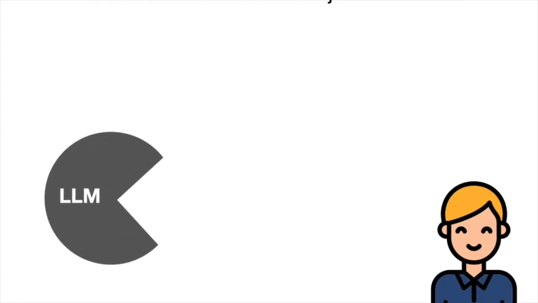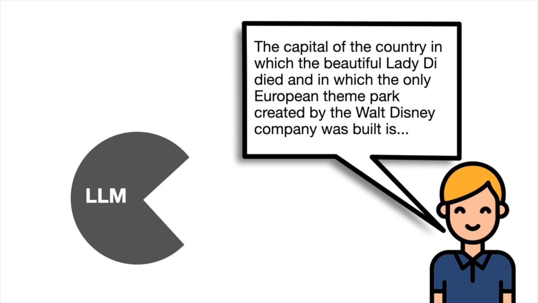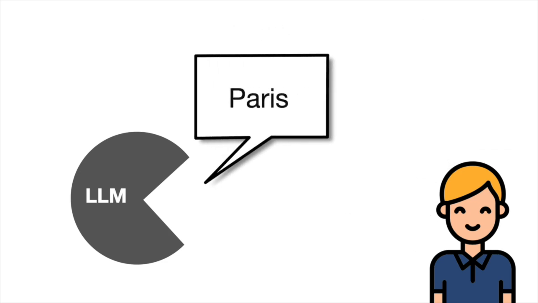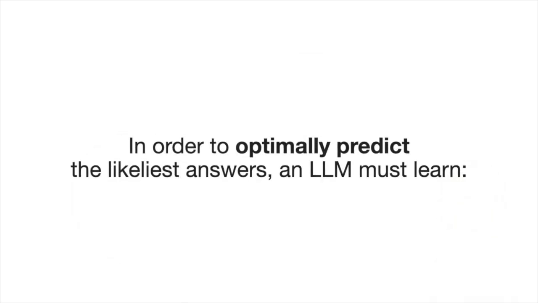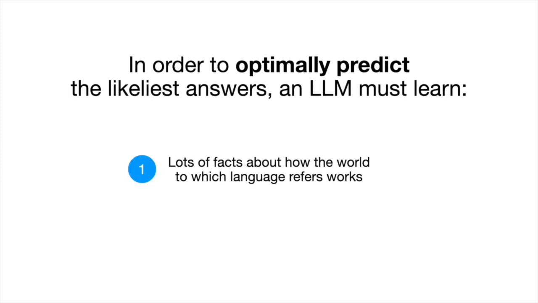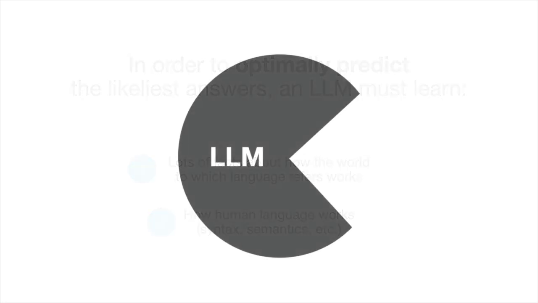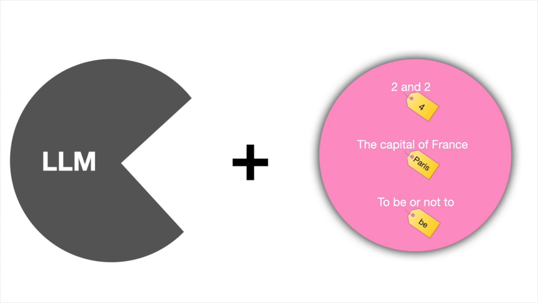So for example, if you give an LLM a sentence that you're sure is not on the internet, something very convoluted like "the capital of the country in which the beautiful Lady Di died and in which the only European theme park created by the Walt Disney Company was built is," the model will know that the answer is Paris. Not because it had memorized that sentence that I've just made up, but because it had learned two things during its pre-training. It learned, one, lots of facts about the world, and two, how human language works.